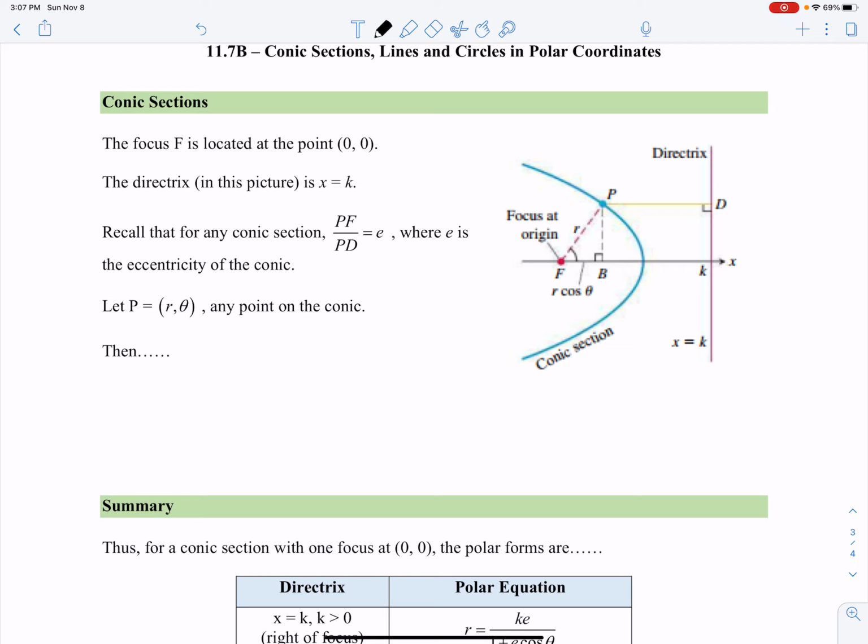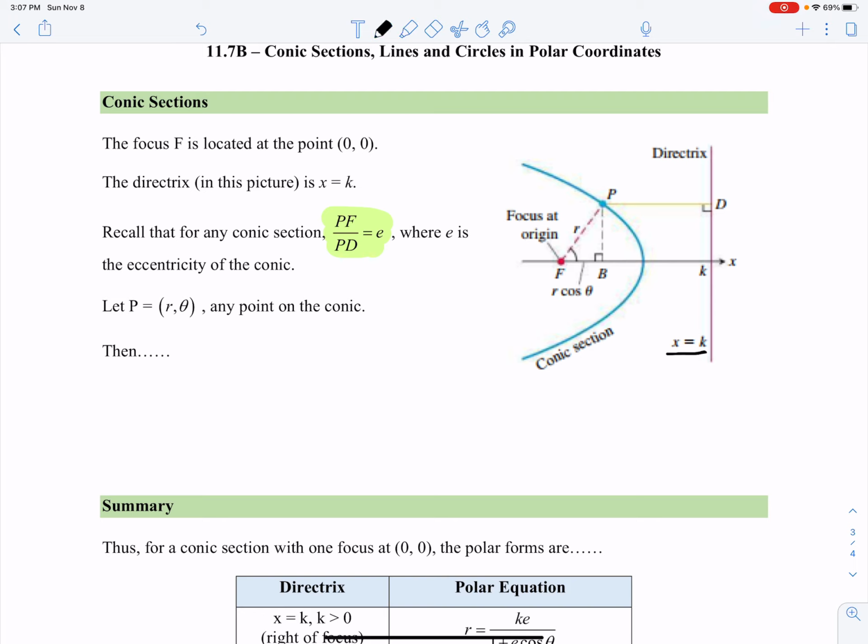And this is an example here. That blue curve is the conic section. It could be part of an ellipse, it could be part of a hyperbola, it could be part of a parabola. The key thing is it always looks kind of the same. It's always going to be opening away from its corresponding directrix, so that's where we start. So we have a directrix whose equation in rectangular is x equals k, and it turns out that for any conic section, this quantity always holds.